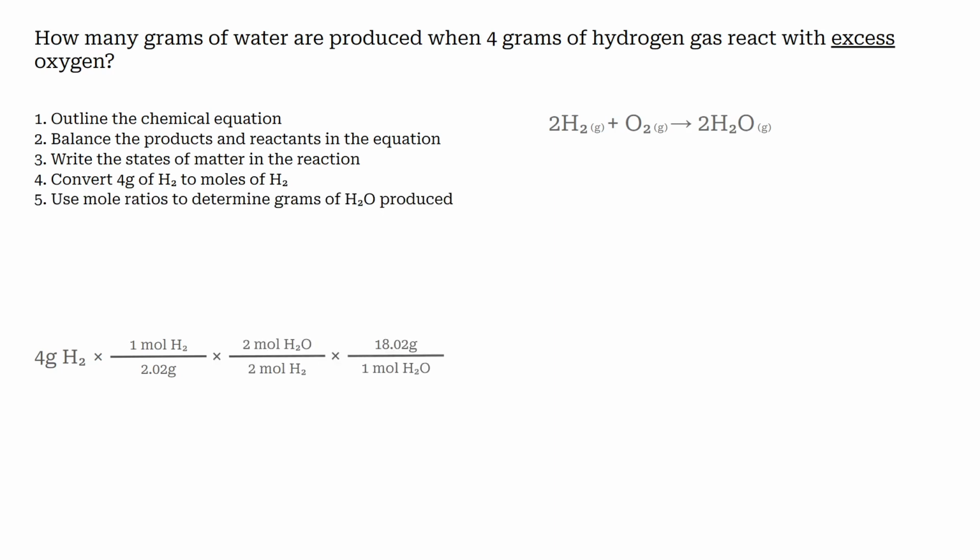So basically what my work is saying is that there are 2.02 grams per 1 mole of H2. In the reaction, every 2 moles of H2 produce 2 moles of H2O, and in 1 mole of H2O, there are 18.02 grams, and you should end up with around 35.68 grams of H2O.